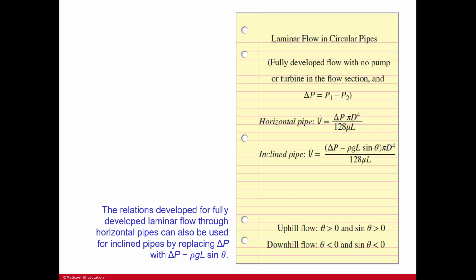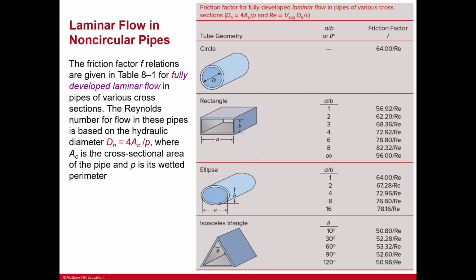And then the relations for fully developed laminar flow through horizontal pipes can also be used for inclined pipes by replacing the change in P with change in P minus rho g L sine theta. And this is giving you this information. And then for uphill and back downhill, you can also see horizontal and inclined. And again, this is just supplying the formulas and giving background information.